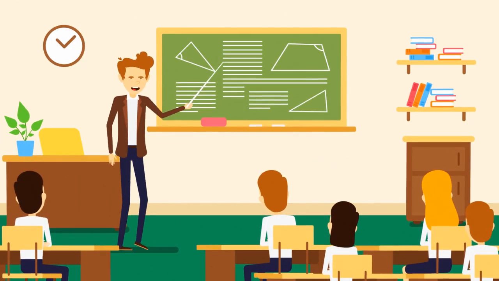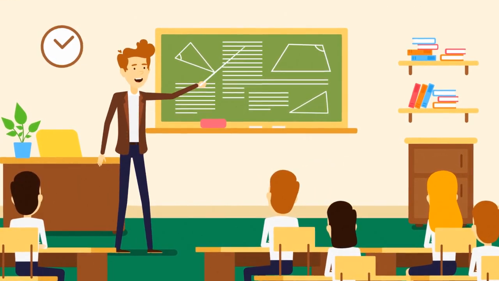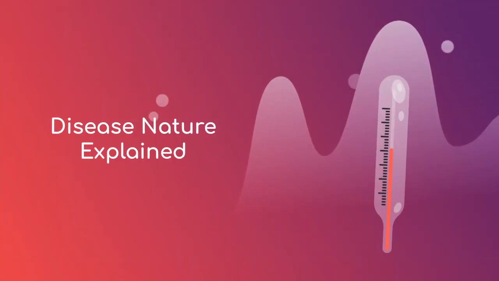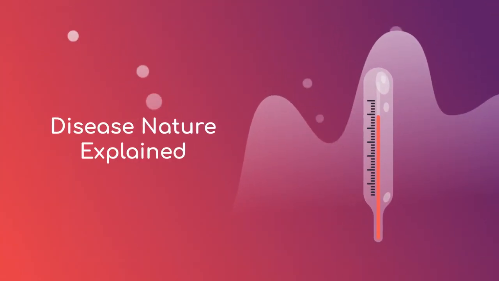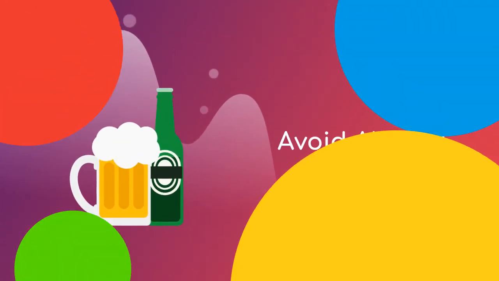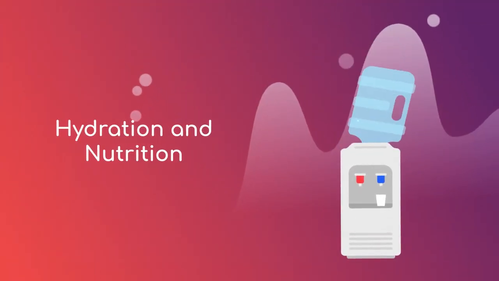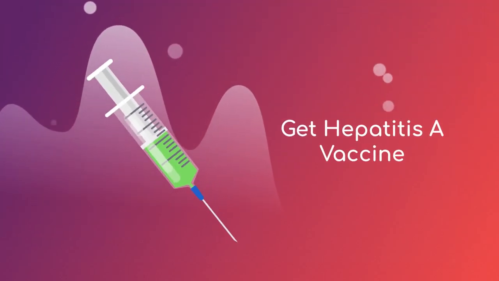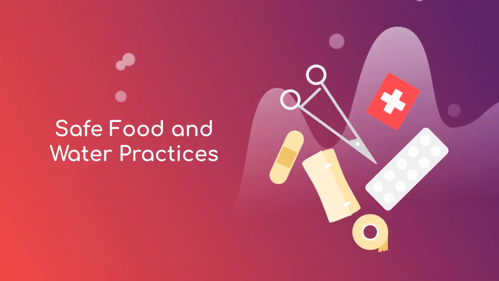Patient education. Explain nature of the disease. It's self-limiting. Avoid alcohol completely. Maintain hydration and proper nutrition. Get hepatitis A vaccine for prevention. Educate on safe food and water practices.